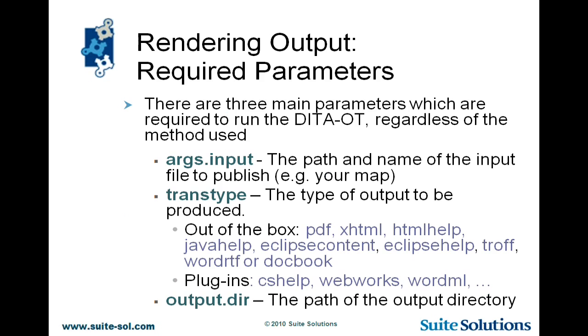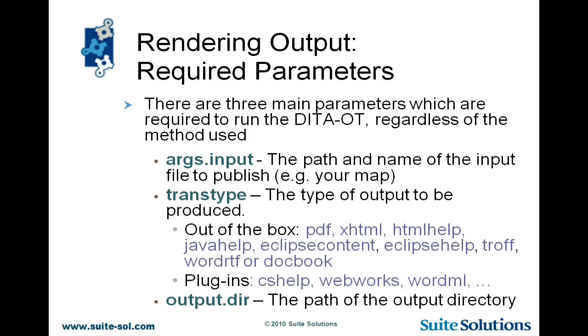Now, obviously, we want to learn how it works so we can do it on our own as we like. So the first main thing to make note of is that in order to run the toolkit, there are always three main required parameters, three main pieces of information that we need to give the toolkit in order for it to work. And this is regardless of however you want to run it. Any method of running the toolkit requires these three pieces of information.